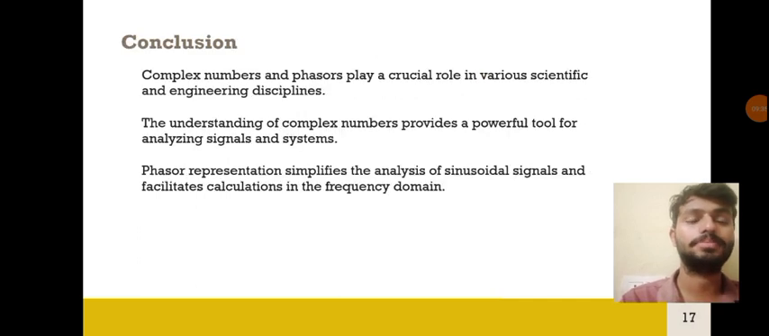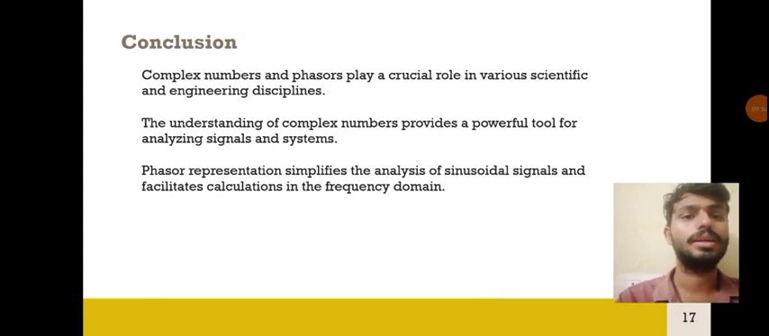Coming to the conclusion. Complex numbers and phasors play a crucial role in various scientific and engineering disciplines. They are very important and are used heavily in subjects like control systems, power systems and mathematics.